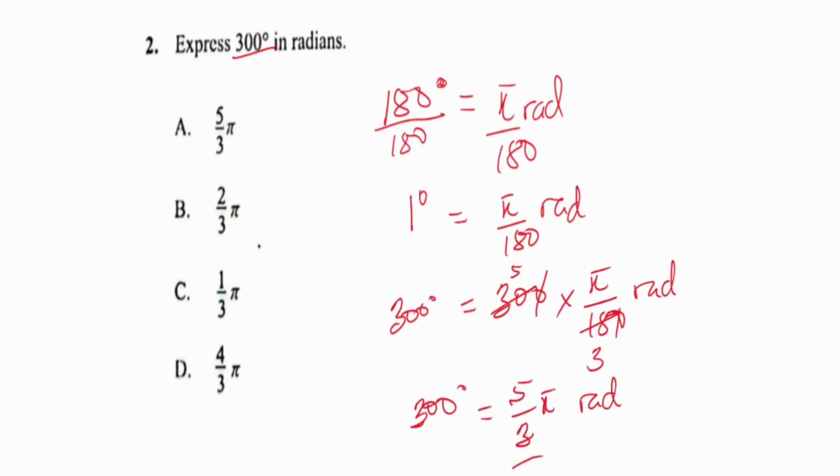And looking through the options, we can see already that that is option A. So option A is the correct answer to this question. 300 degrees in radians is 5 over 3 pi. Let's go to the next question, which is 14.